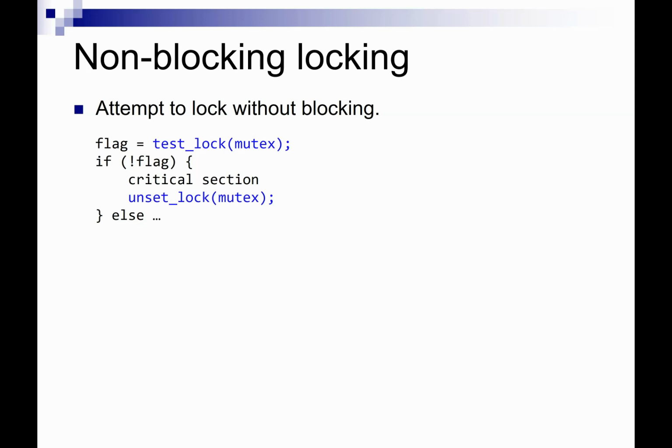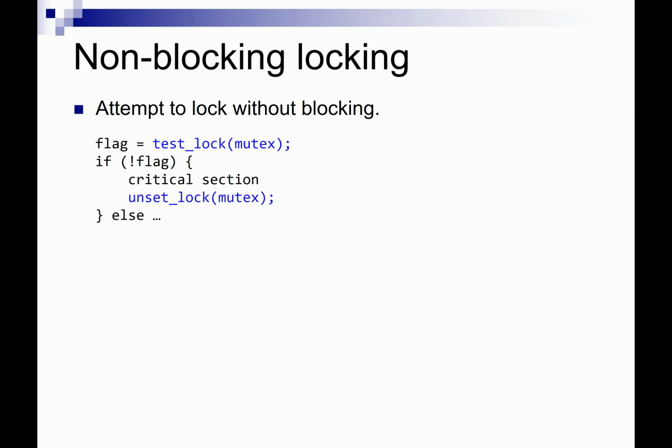Okay, so the way this works is that suppose you have this non-blocking function called test lock. So with test lock, we try to get the lock, which here is called a mutex. We try to get this mutex lock. If we get it, right?